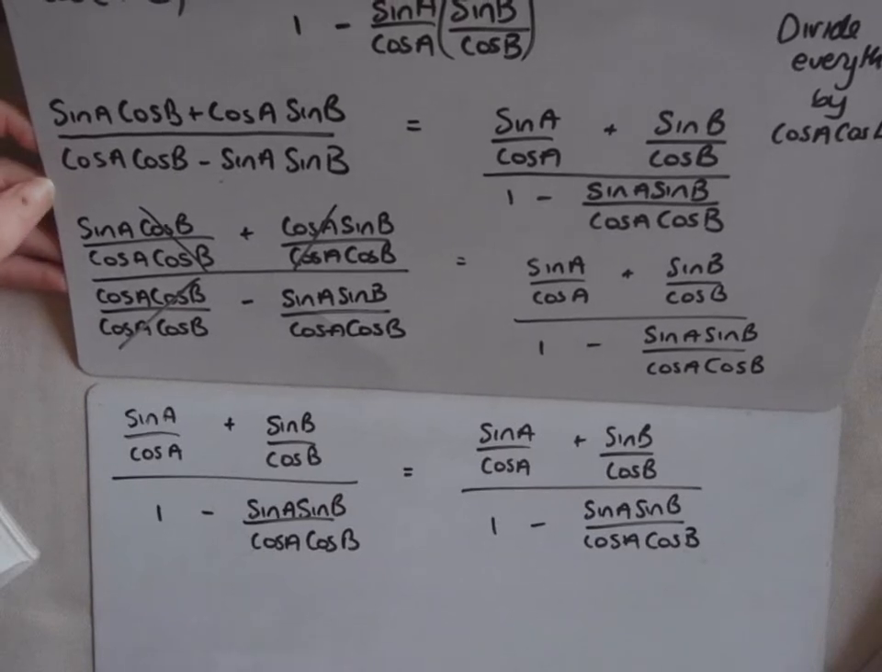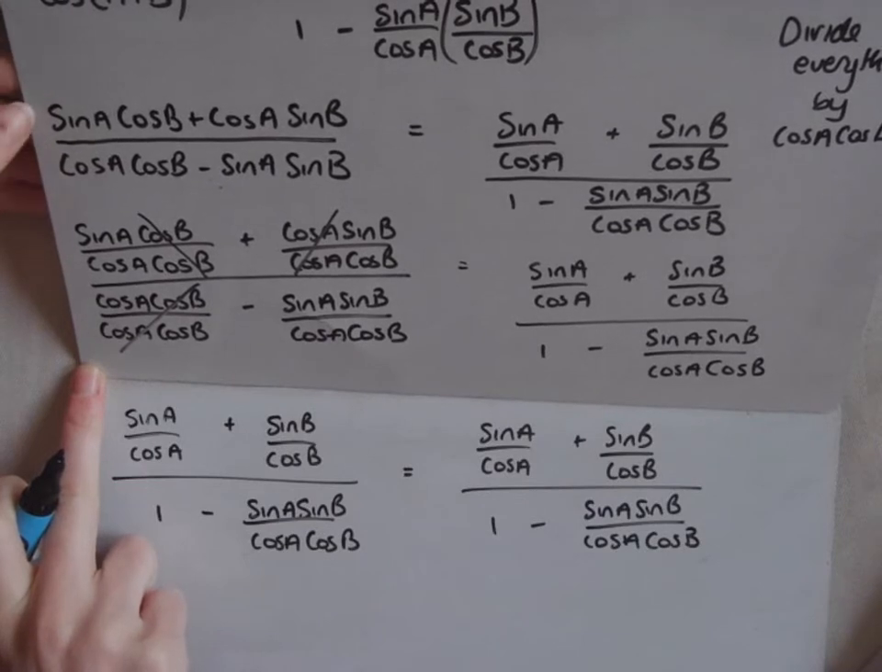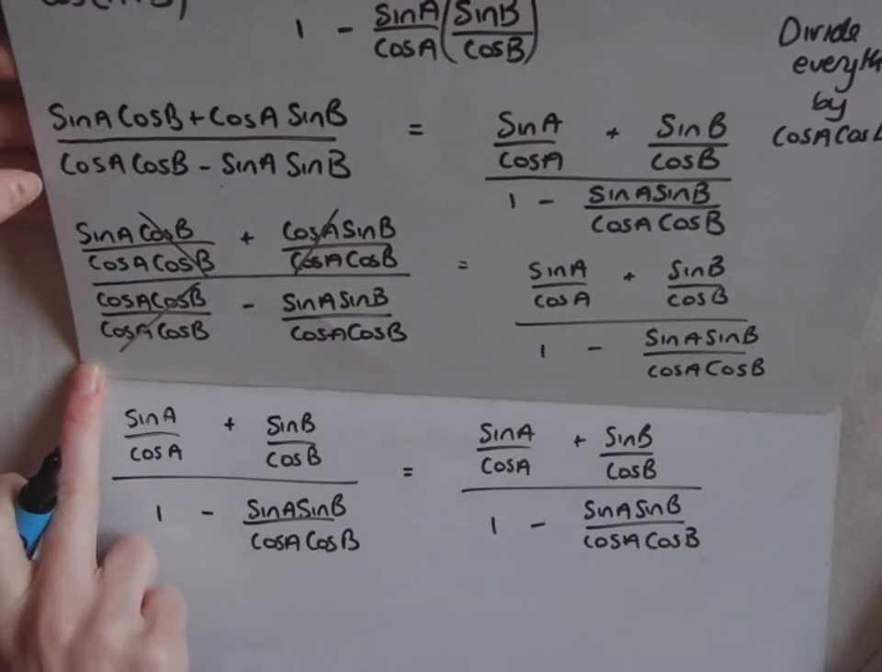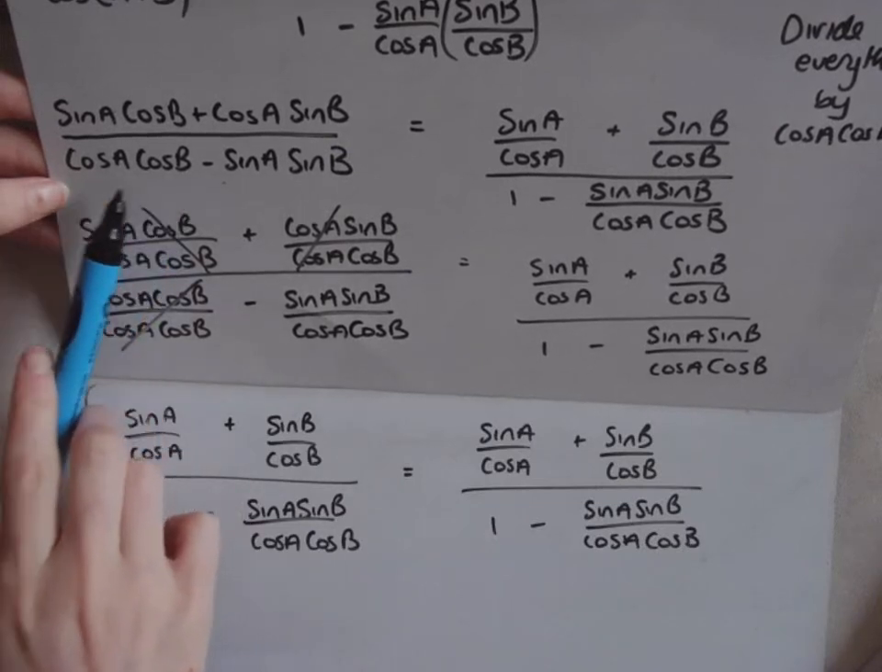Okay, so you're just using all the proofs that you did before. So these are what you've learnt before. And then you need to get a 1 on the bottom left. So you divide everything by whatever's on the bottom left there.